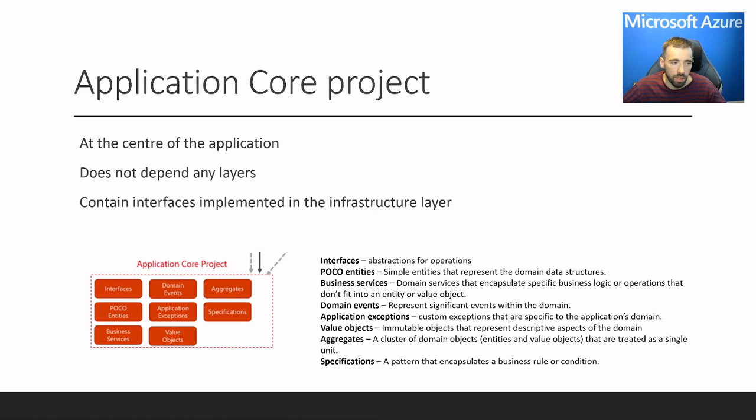So application core is at the center of the application, contains the business logic. It does not depend on any other layers, and it contains those interfaces that are being implemented by implementation types in the infrastructure layer. We've got here some examples of what we might put into the application core. We've got interfaces, of course, POCO entities, business services, domain events, application exceptions, value objects, aggregates, and specifications. So anything that is business logic related goes in the application core project.